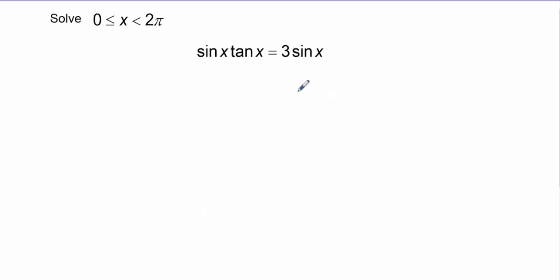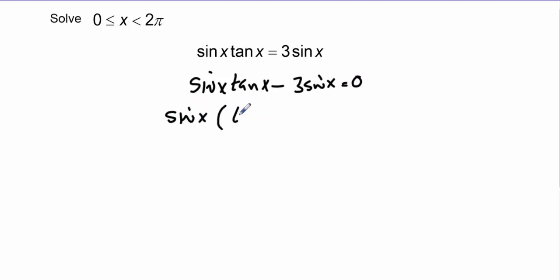Now in this case, you'll notice there's not a quadratic, but if we're going to solve it like we would an equation, we can set it equal to 0. So I have sine of x tan of x, minus 3 sine of x is equal to 0. And then we notice we have a common term of sine. So I'll pull that out and have the following.